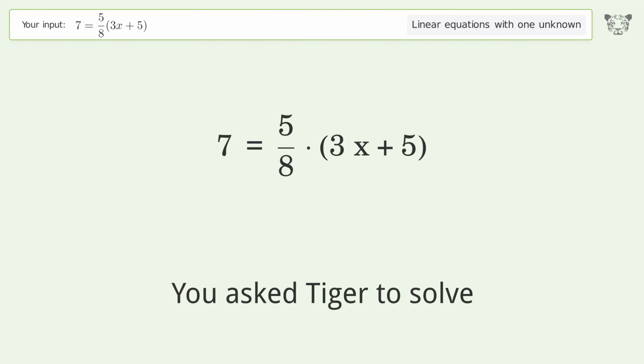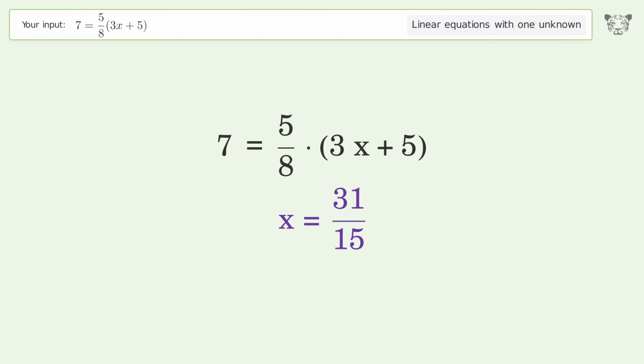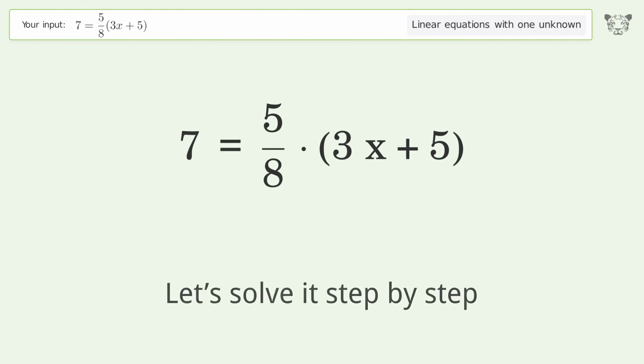You ask Tiger to solve. This deals with linear equations with one unknown. The final result is x equals 31/15. Let's solve it step by step.